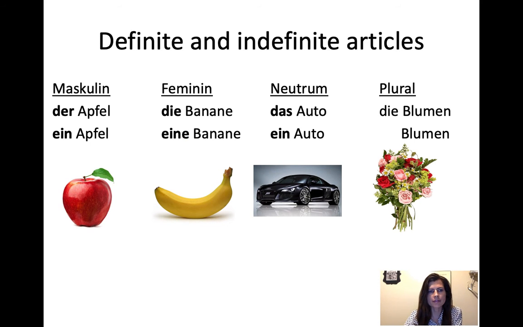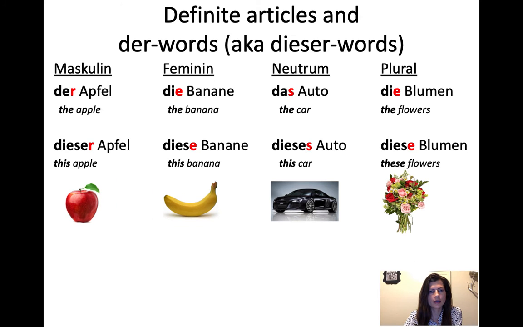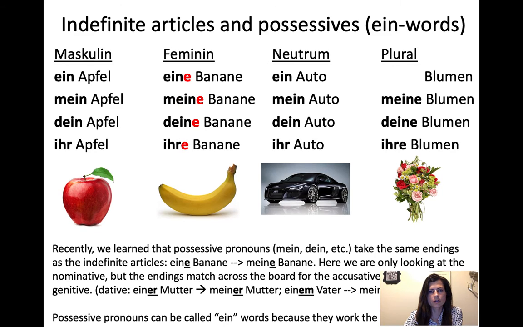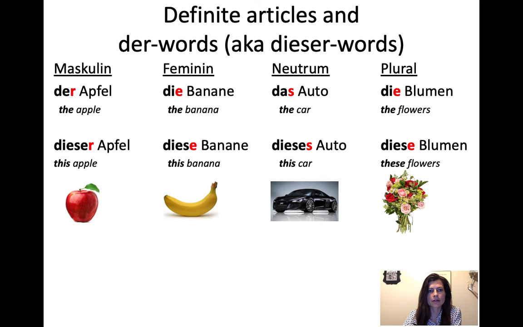So now we have the definite and indefinite articles again. And what we're going to do is look at the der words, also known as dieser words. The indefinite articles we are calling ein words, and that's one category. And then another category is der words. So it's just another way you can use your articles.